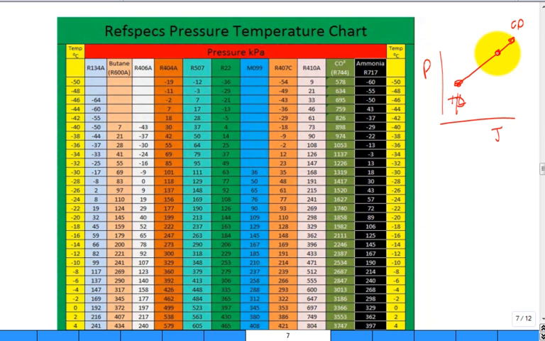So you're dropping the pressure, it wants to vaporize. Some of it will vaporize, and the rest of it will just be cooled to a lower temperature, so the energy is conserved. Now this is a chart.